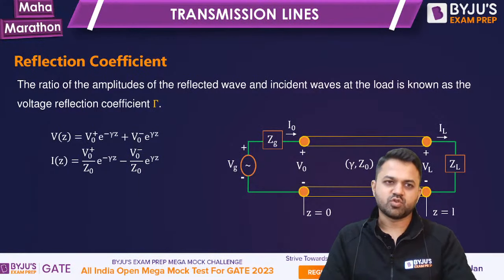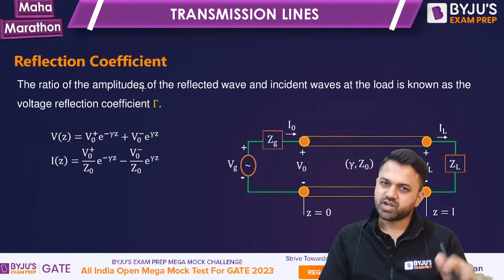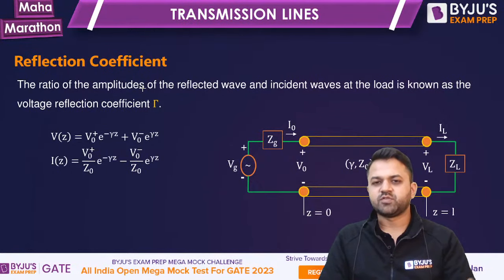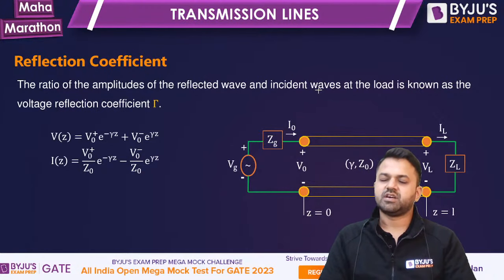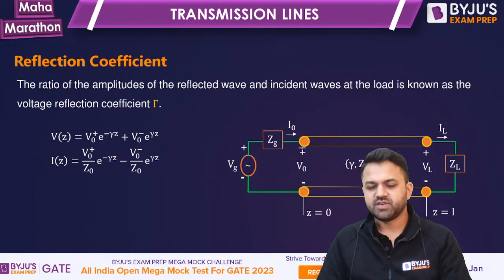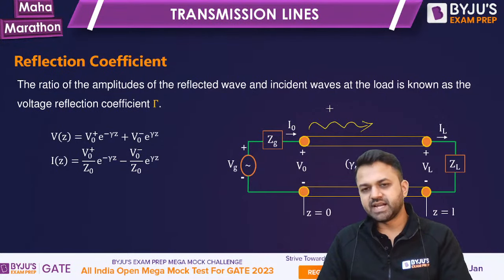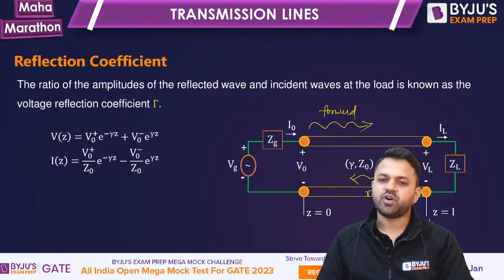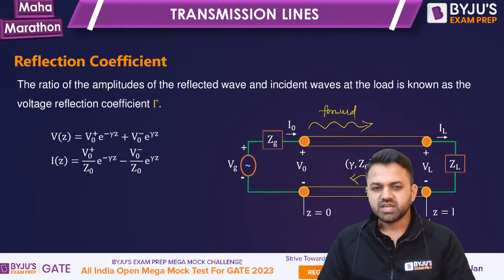Now coming to the reflection coefficient. How do you define the reflection coefficient? The reflection coefficient is the ratio of the reflected voltage wave to the incident voltage wave, or the forward voltage wave. Suppose the wave is traveling in this direction, that is your forward traveling wave, and suppose the wave is reflecting, so this is the reflected wave. So the ratio of the reflected wave to the forward wave is known as the reflection coefficient.